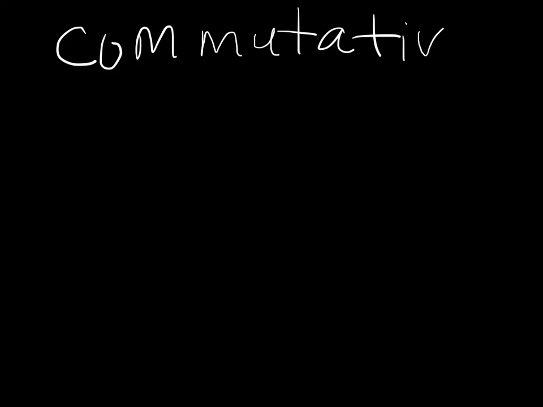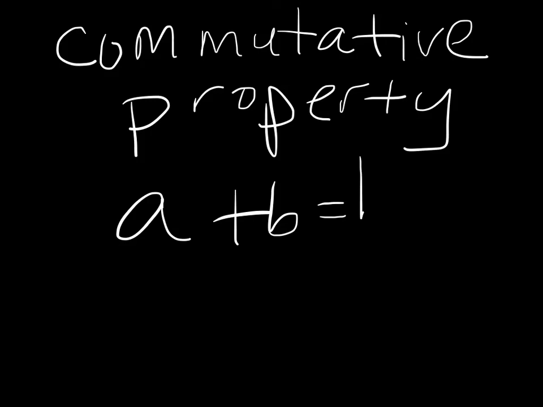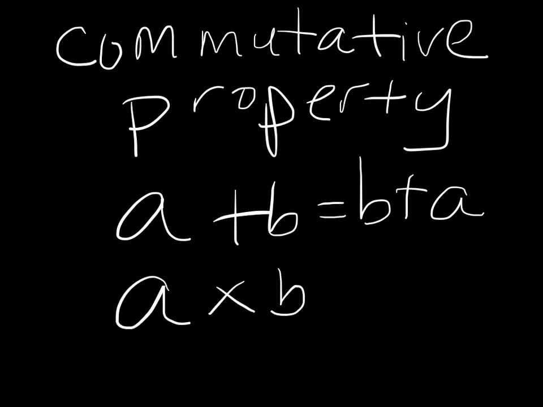So what you need to know from this video is that the commutative property states that A plus B equals the reverse of that, B plus A. That is the addition example, and it also works with multiplication. A times B is equal to B times A.